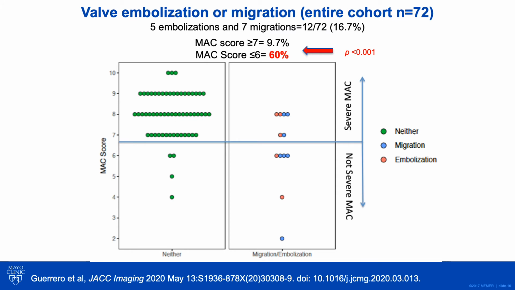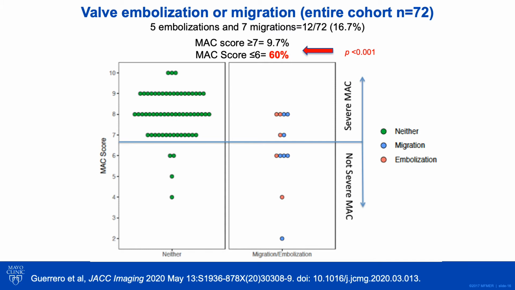In green, you see patients who did not have embolization or migration. In red, those red dots represent embolization cases, and the blue dots represent migration cases. And we found that patients who had a MAC score of 7 or greater had a lower rate of embolization or migration than patients who had a score of 6 or less, who had a high rate of migration or embolization, up to 60%. So the vast majority of those either migrated or embolized.